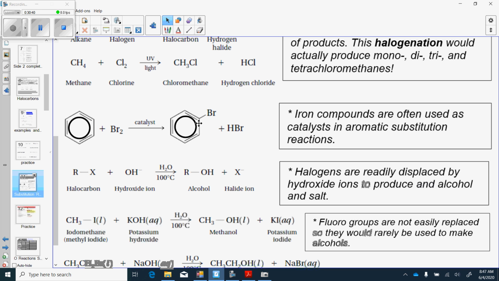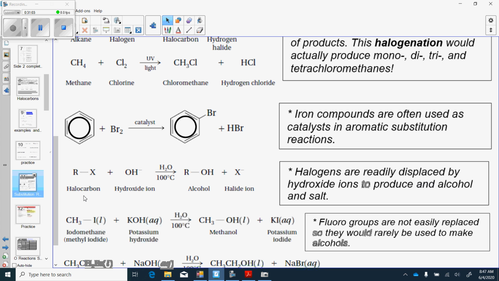This bromine could go anywhere because remember where we put the branch is our number one. We talked about catalysts. Here's a catalyst. Iron compounds are usually very good catalysts when we talk about these aromatic substitution reactions.